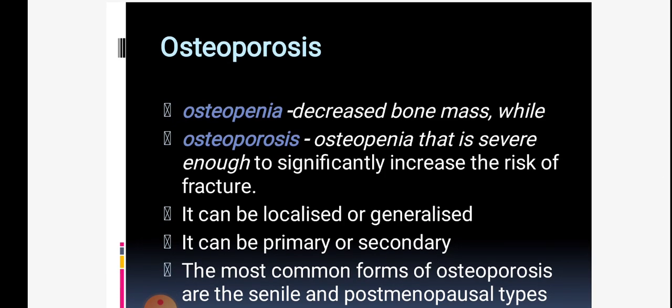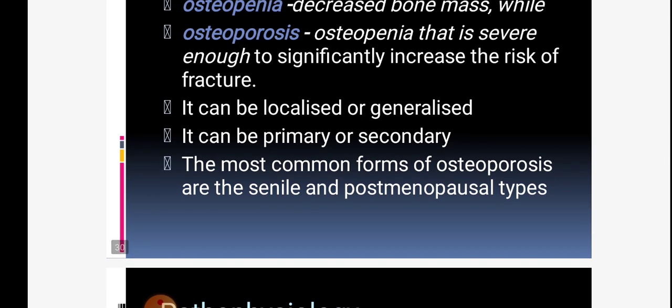Osteoporosis, osteopenia. So this is decreased bone mass. Osteoporosis is osteopenia that is severe enough to significantly increase the risk of fracture. So fractures are very much seen in a patient with osteoporosis, that is old age or 50 plus. It can be localized or generalized. It can be primary or secondary. The most common forms of osteoporosis are the senile and postmenopausal types.